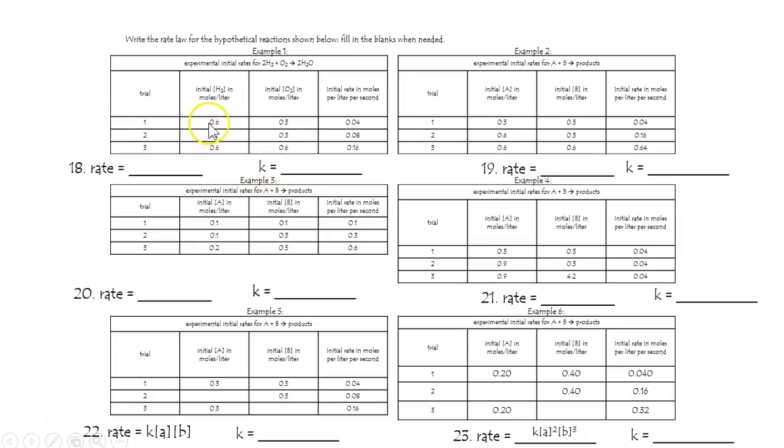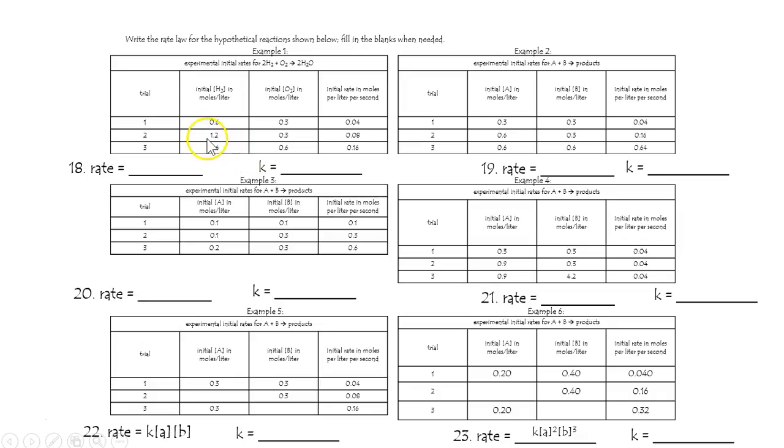In trial 1, they have a couple of concentrations, and there's your rate. In trial 2, they double the concentration of the first reactant, hydrogen, while keeping the oxygen constant. Concentration doubles, rate doubles, it's first order with respect to hydrogen.